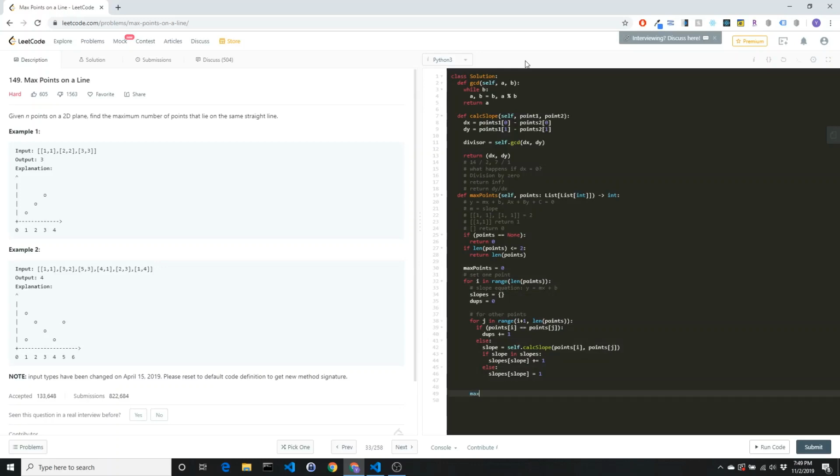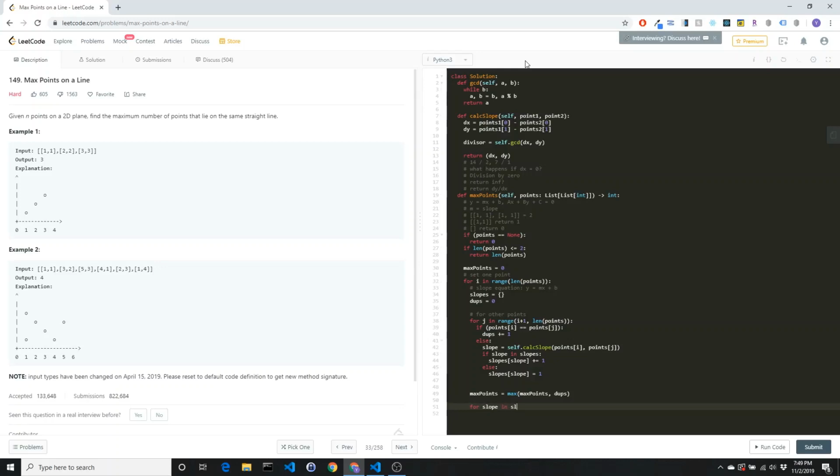So at this point, we want to say, okay, max points is going to be the max of the max points and the duplicates, because what can happen is that you can have an array of basically n of the same coordinates, and this will handle that by giving us all the counts of the duplicates. So that handles that, and then now we need to go iterate through our dictionary.